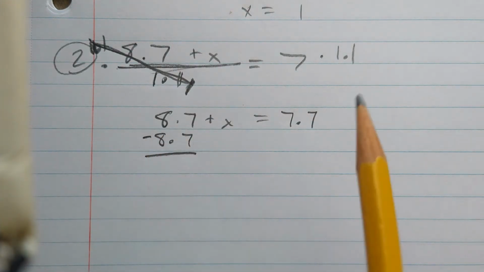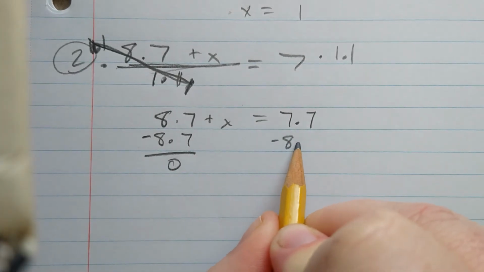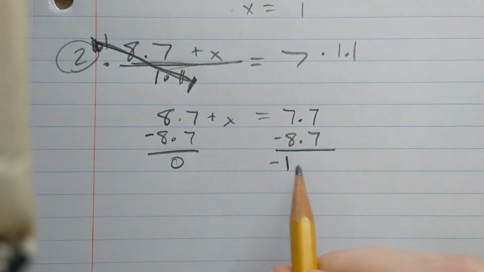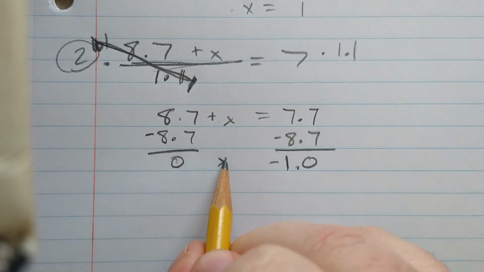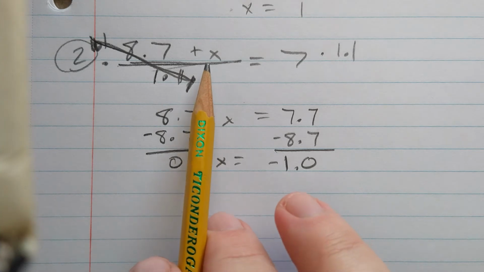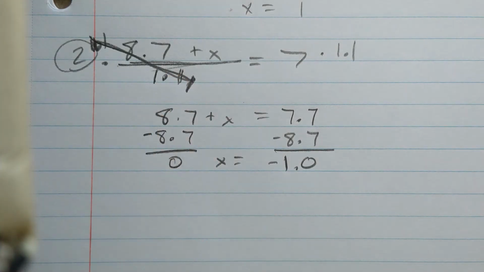And now to get x by itself, I'm going to subtract, because the opposite of adding to this is subtracting, which gives me 0. And I have to do the same to the opposite side. Okay, that is negative 1. And so I have x equals negative 1.0. So the concept they're trying to teach you here is just to isolate the x, and you basically go through steps of undoing.